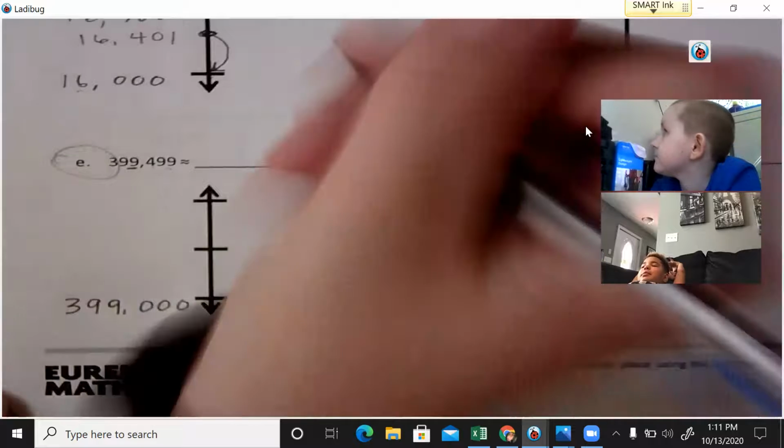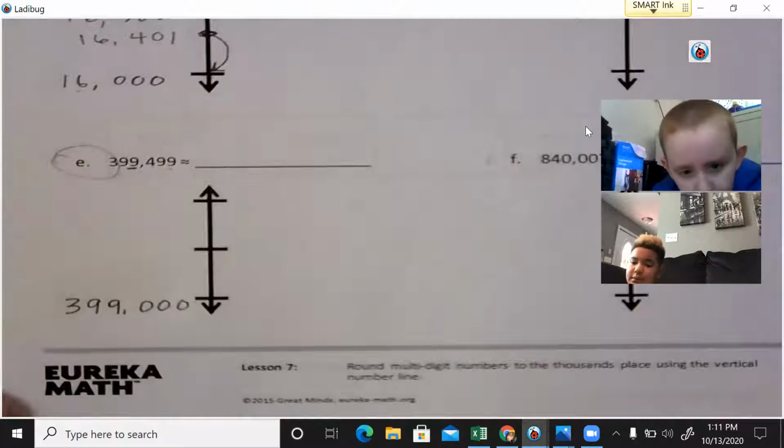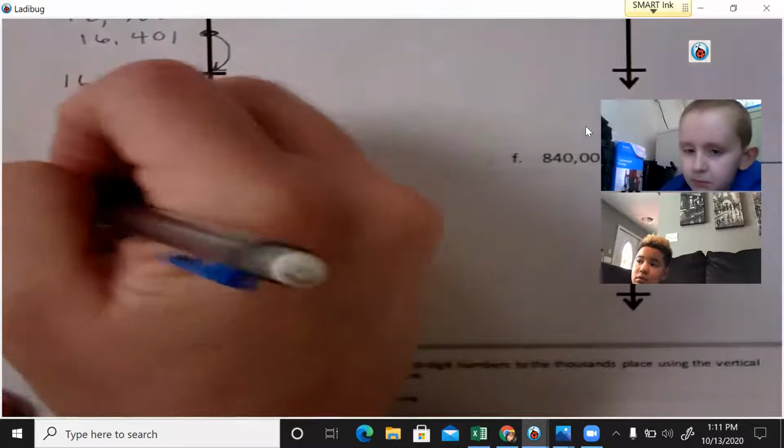And if we count up 1,000, Tyler, what's our next thousand after 399,000? What comes after? 40,000? Not 40, you're in the tens place. We're in the hundreds. So if you're counting, what comes after 399? 400,000. Yep.